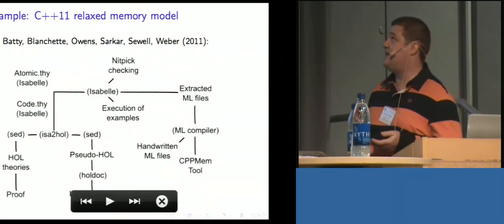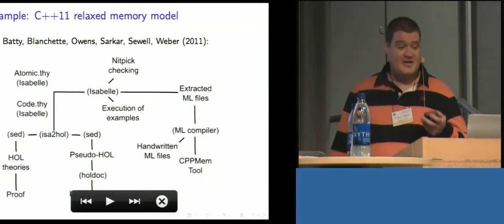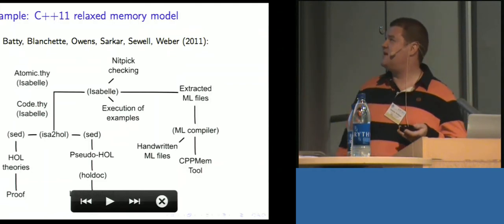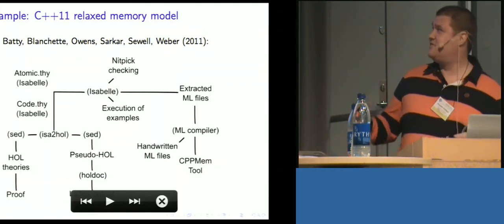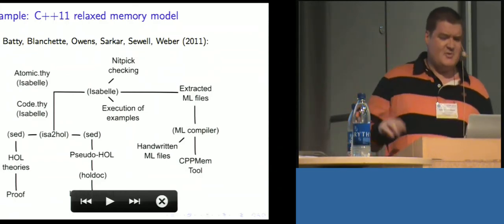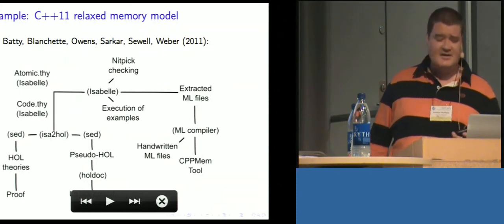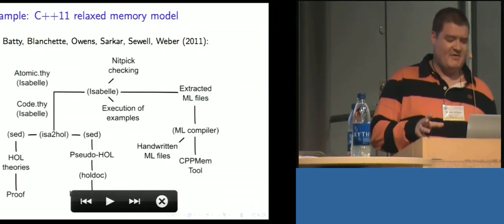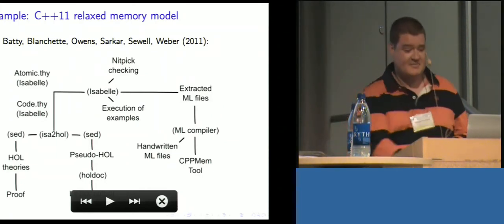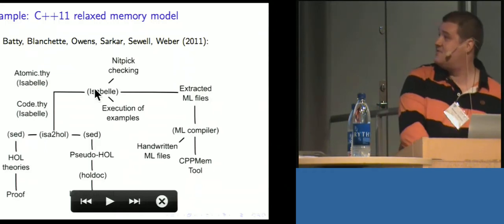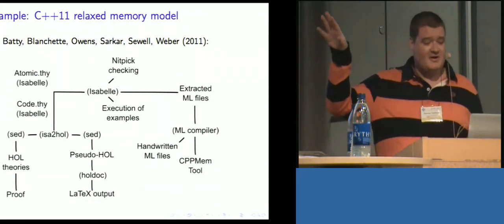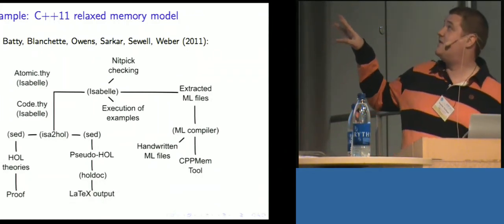As an example, this is the C++11 relaxed memory model by Mark Batty, Jasmin Blanchette, Scott Owens and co. This was developed in 2010, 2011, and this is a flow graph of the process that was used to port between systems. So we started out with a model in Isabelle of the memory model.